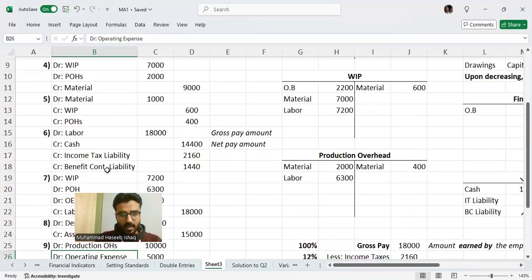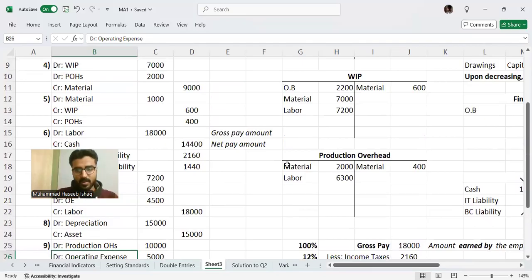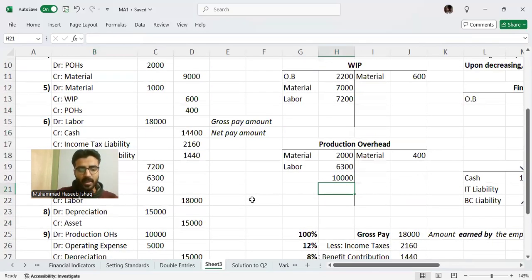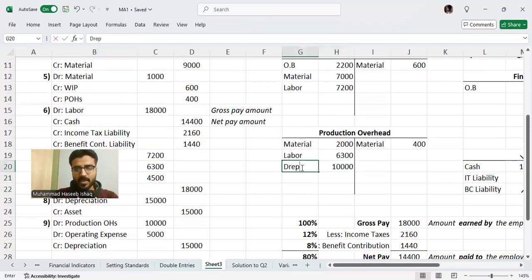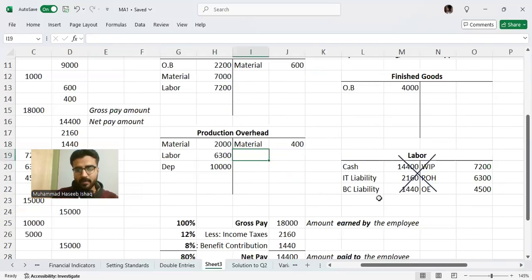So production overhead, we need to debit them with 10,000. And we have to write the name of the opposite account that is being credited, and that is the depreciation account. So depreciation, we can write it short as DEP only. And for the operating expense account, we have to debit it by 5,000.